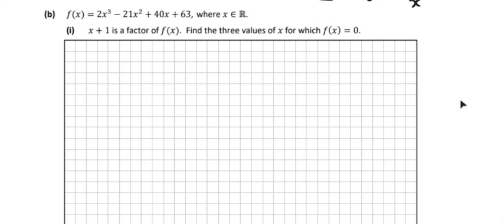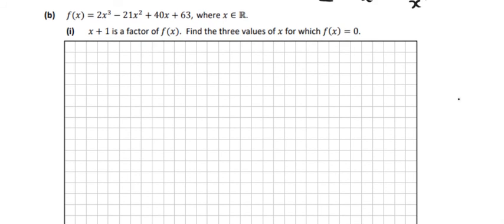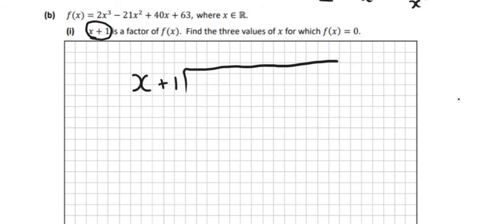Right. x plus 1 is a factor of f of x. Find the three values of x for which f of x equals 0. So when you see this x plus 1 is a factor, straight away that's a clue to divide it in. So we're going to divide it in, and then I reckon we're going to get a quadratic easily enough, and then hopefully we can solve that quadratic for the other two values. So x plus 1, let's divide it into, some people use a box method for this, so you can if you want. I'm going to do it this way.